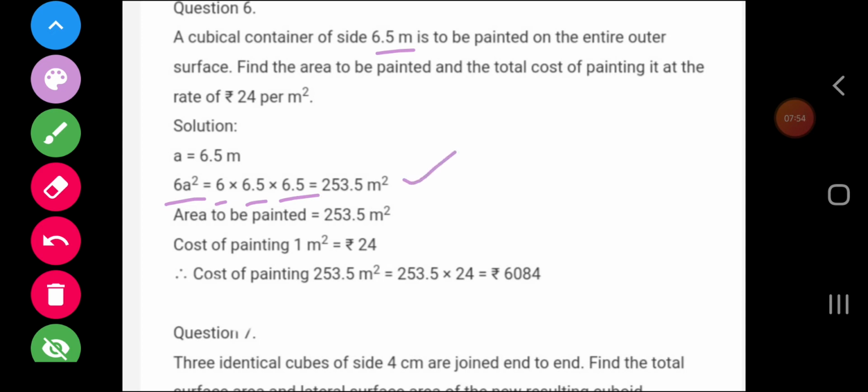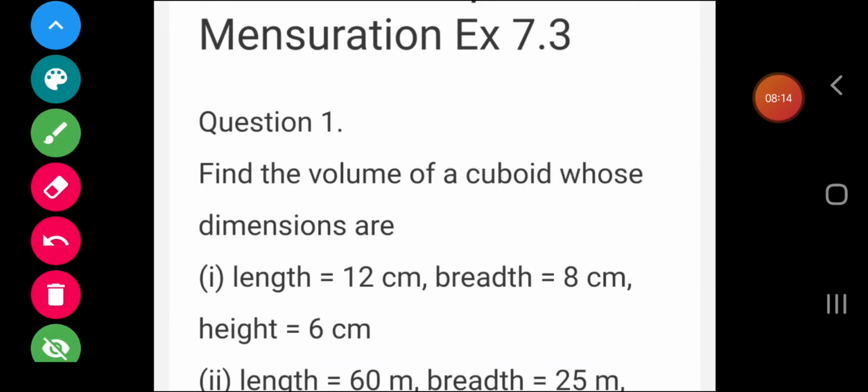When we multiply, we will get 253.5 meters square. Now cost of painting 1 meter square is 24. So the cost of painting 253.5 meters square is 253.5 into 24. The value is 6084. So do the question number 7 as your homework. Next exercise 7.3 we are going to see.